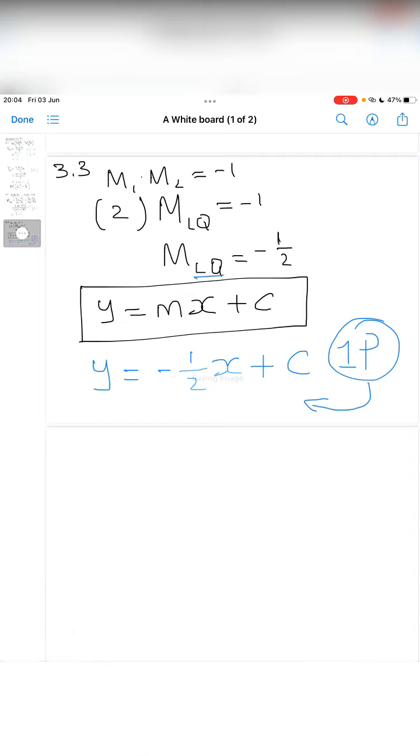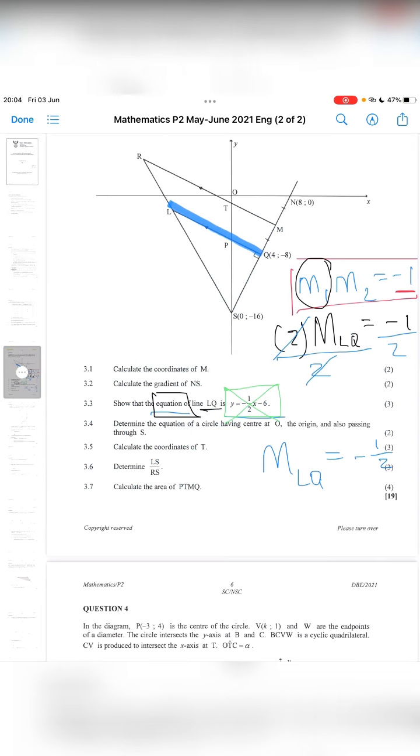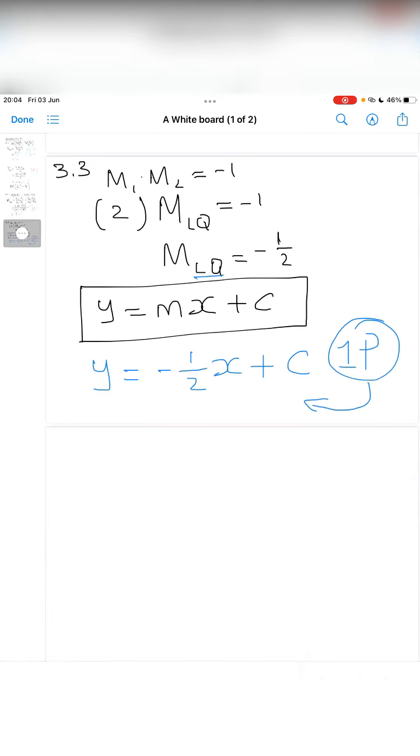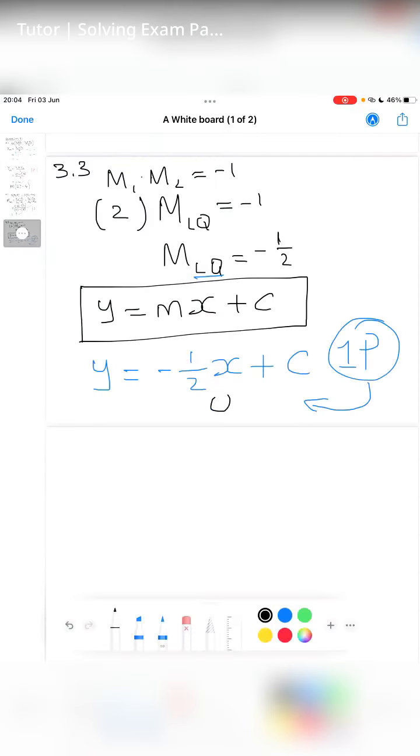So do we have a point along LQ? Can someone tell me if we've got a point that we can use which is lying along LQ? Do we have it? Yes, sir. What is that point? Q. Okay, so if that is the case, point Q is 4 and negative 8. So that means, ladies and gentlemen, we need to use point Q.